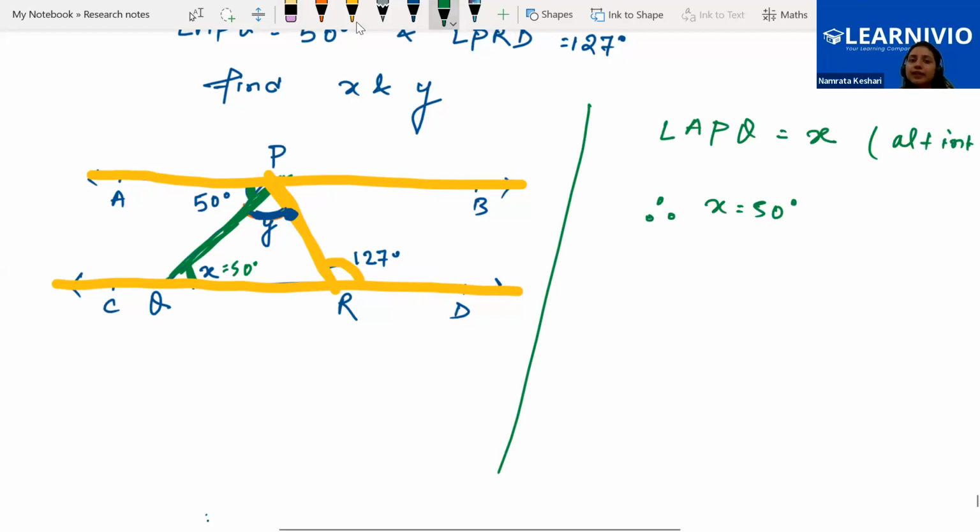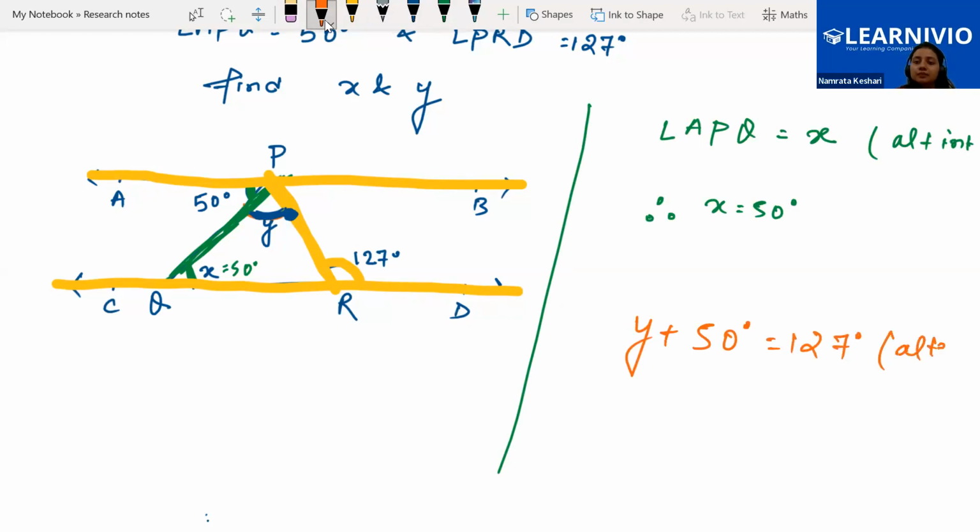Now, one of the ways of finding y is this one. There are so many ways, and one way is this one, that y plus 50 degrees is equal to 127. Again, alternate interior. And here we will write it, AB and CD are parallel to each other, and the transversal, which we are taking this time, is PR. PR is the transversal.